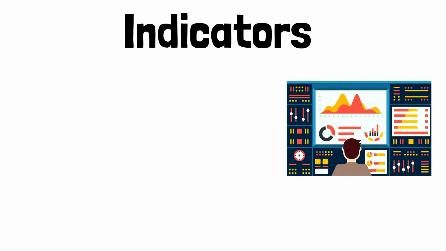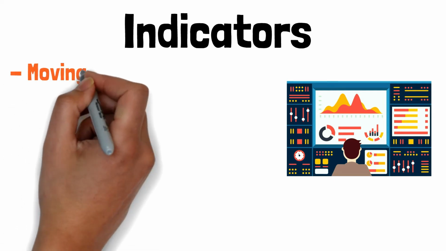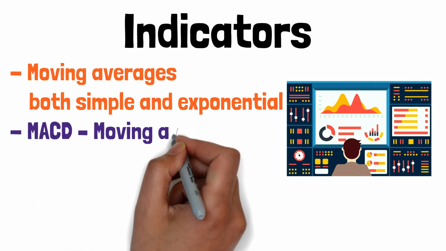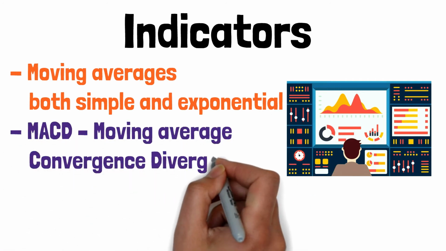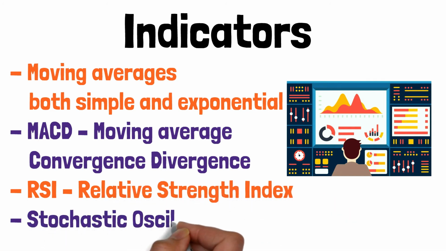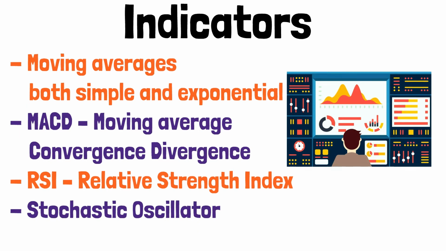Indicators. As the name suggests, the indicator indicates the future price action in a strategy. This part of the book covers the momentum indicators along with the interpretation and guides us to trade based on them. Indicators covered are moving averages, both simple and exponential, MACD, that is moving average convergence divergence, RSI, relative strength index, and stochastic oscillators.